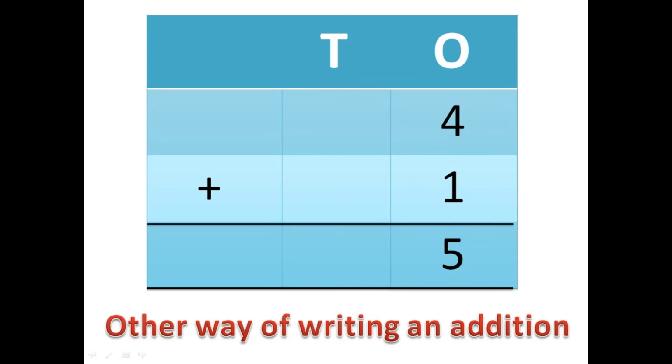You can see in this we have T and O written. T is for tens, O is for ones. We are going to add 4 and 1. So, as you all know, 4 and 1 both are one digit numbers. So, we will write them in ones line. See, first I have written 4, then I have written 1 below 4, and we will put a plus sign. Then we will add 4 and 1, and answer is 5. So this is the other way of writing an addition.